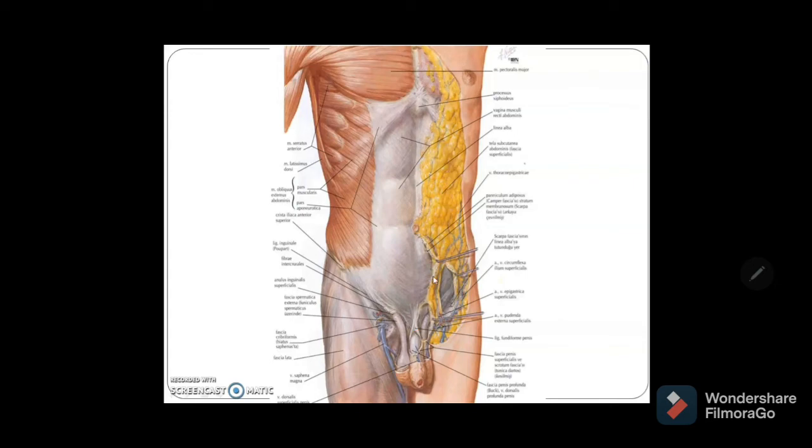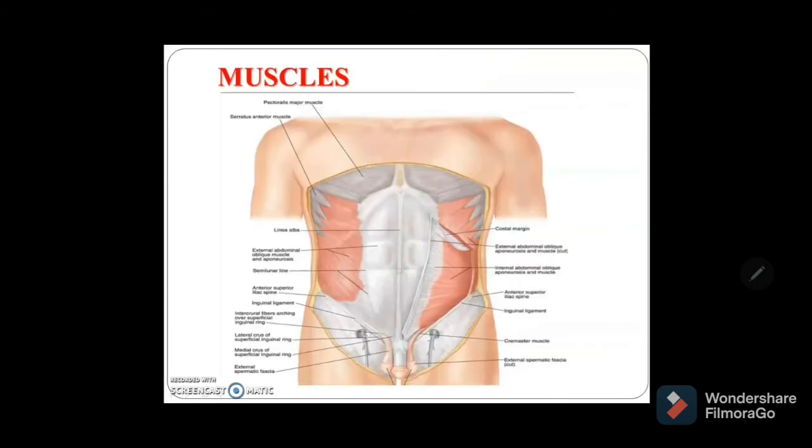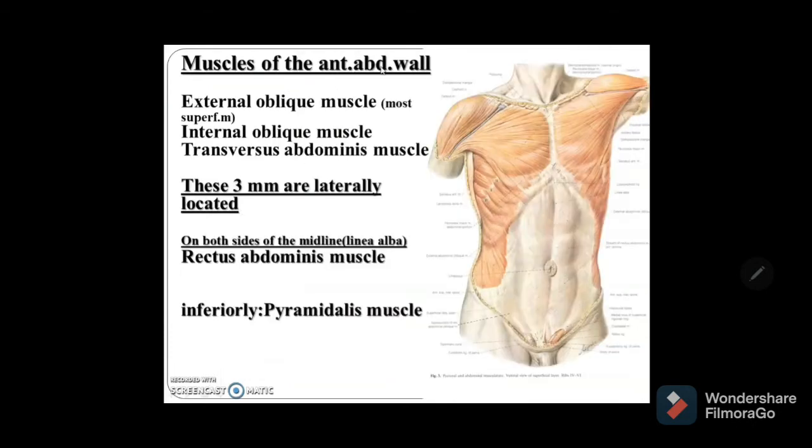So this is about the superficial fascia. It is a single layer above the line joining the two anterior superior iliac spines and splits into two layers below that. After the superficial fascia, you will see the three flat oblique muscles of the anterior abdominal wall: the external oblique, the superficial most, then the internal oblique, and the transverse abdominis. These three muscles are located anterolaterally, whereas in the midline you will see the rectus abdominis muscle and also a small muscle known as the pyramidalis.